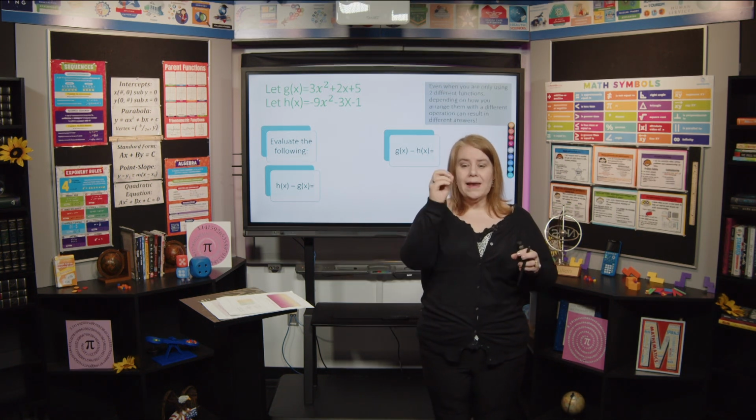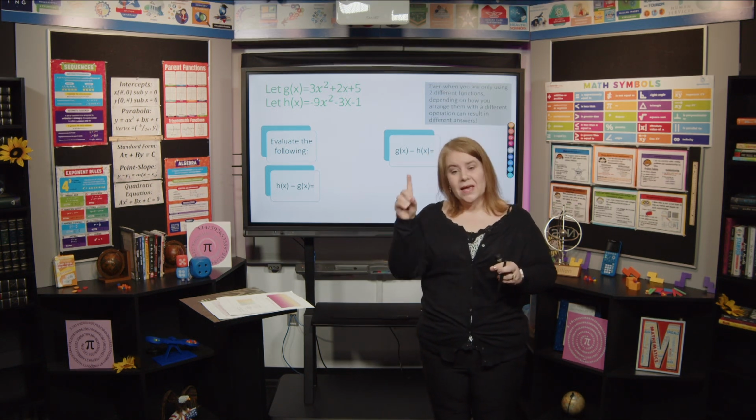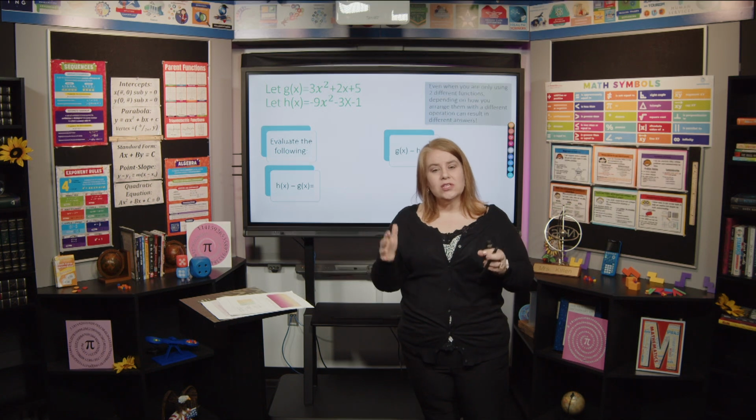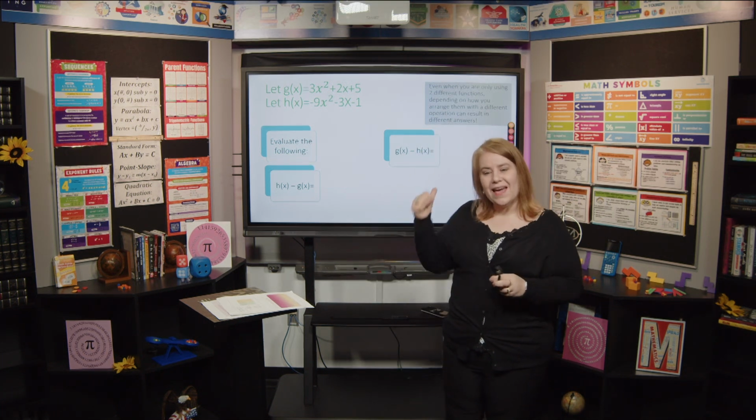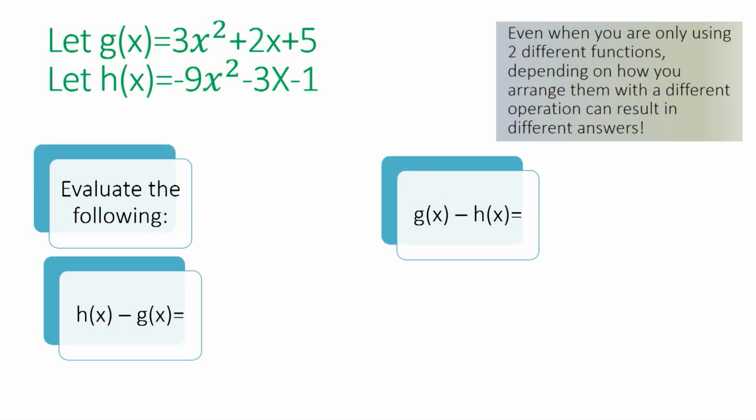For instance, 1 minus 2 is negative 1. 2 minus 1 is 1. So I have to make sure I'm understanding where I'm putting everything for the different type of operation. So let's go ahead and write these up here. So I'm first using my h minus my g. So let's go ahead and write this out. So I have negative 9x squared minus 3x minus 1, subtraction. Then I have 3x squared plus 2x plus 5.